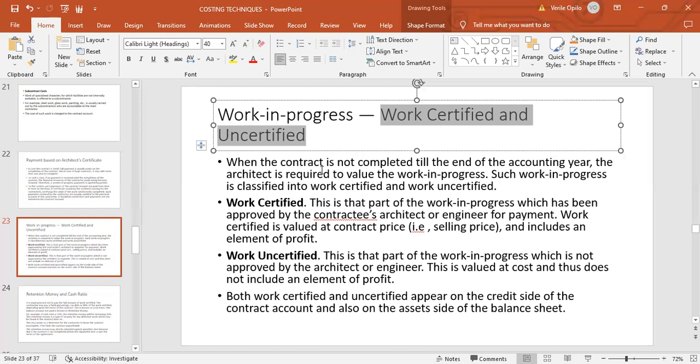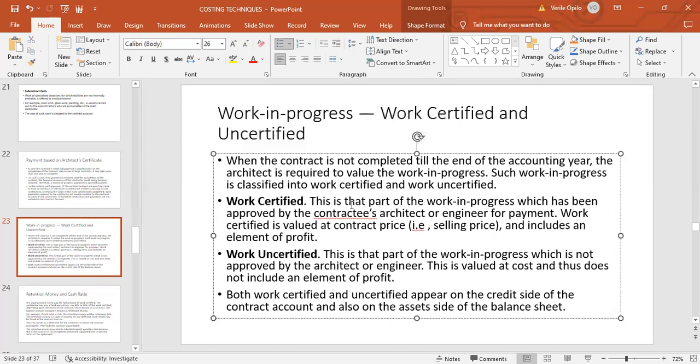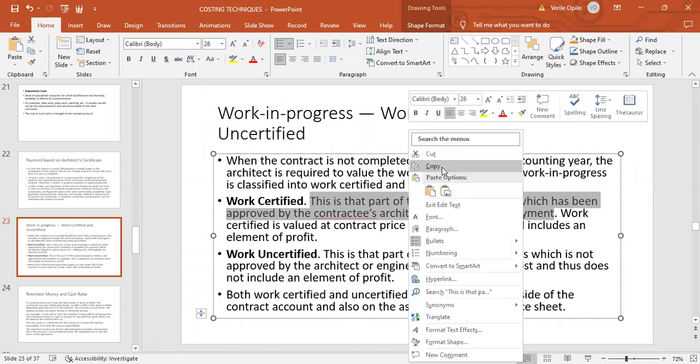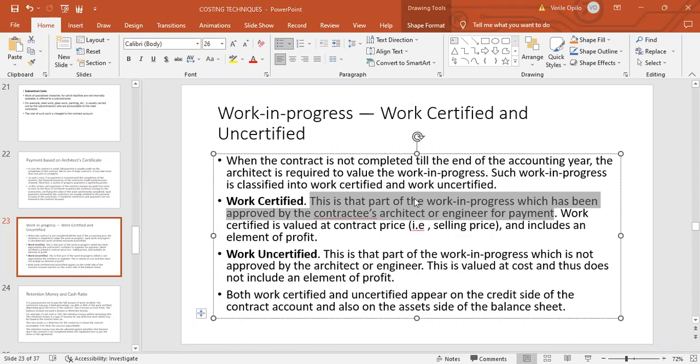So work certified is that part of the work in progress which has been approved by the contractee's architect or engineer for payment. This is what they're going to say, that this one has been done satisfactorily, so therefore the company should go ahead and pay the contractor. That one we call the work certified. And you'll find that the work certified is usually valued at the contract price. It usually includes an element of profit.